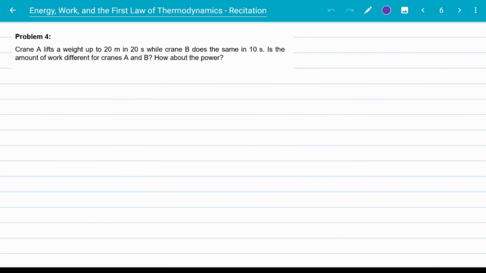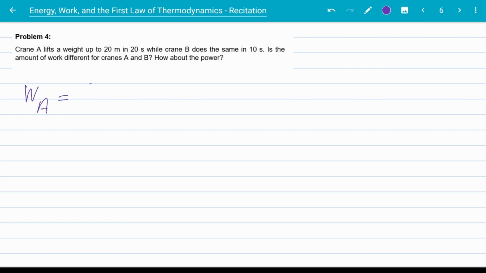Okay, problem 4. We have two cranes, crane A and crane B, that are lifting the same box 20 meters up. Crane A does this job in 20 seconds, while crane B does it in 10 seconds. Now, the question asks whether or not the work that both cranes do are different. It also asks whether the powers are different. So let's get to it.